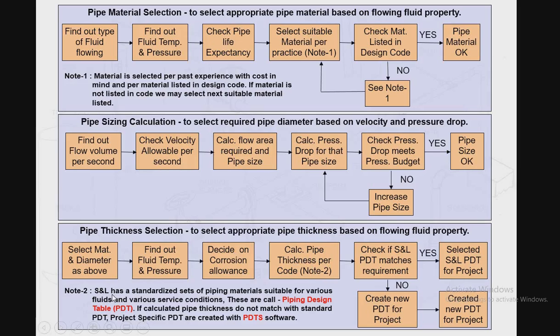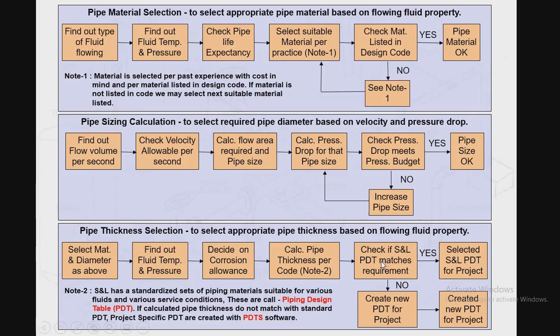Note number two: S&L has a standardized set of piping materials suitable for various fluids and various service conditions. These are called piping design tables, PDT. If the calculated pipe thickness doesn't match the standard PDT, project specific PDTs are created with PDTS software. It's piping design table software.